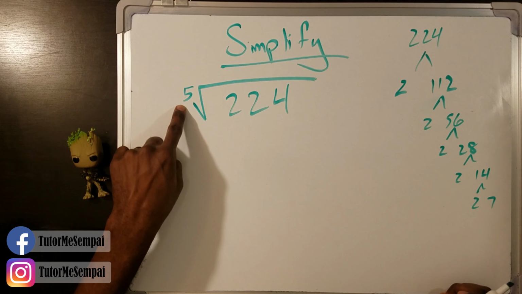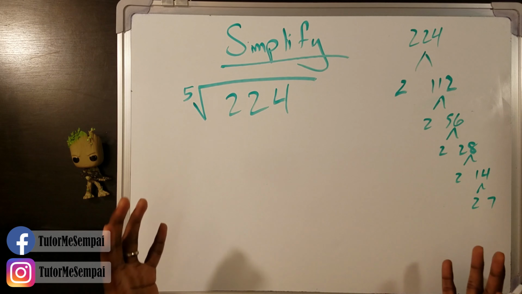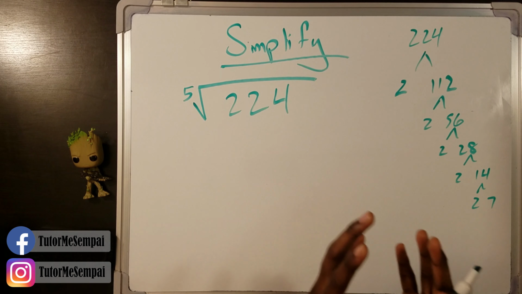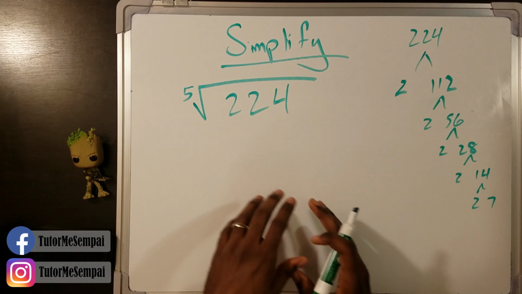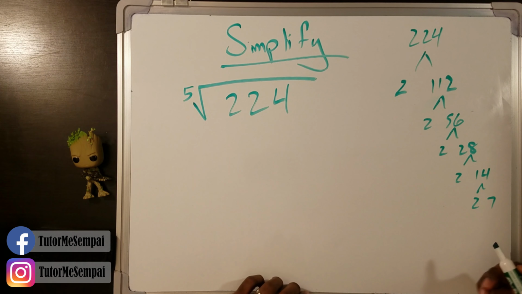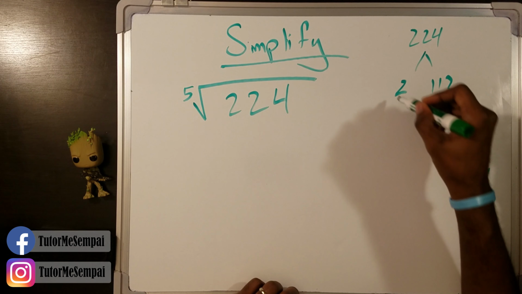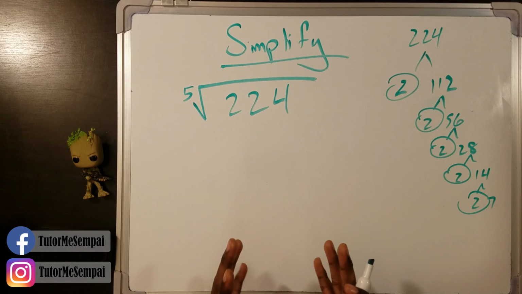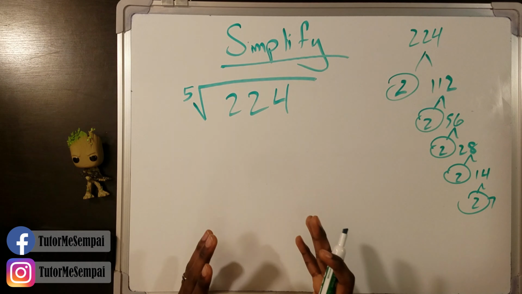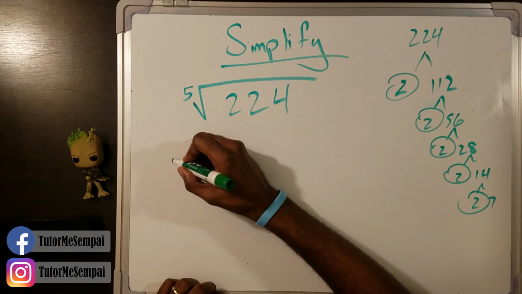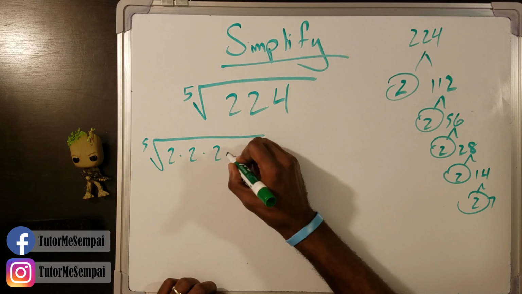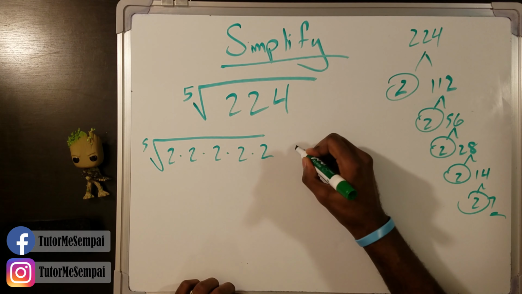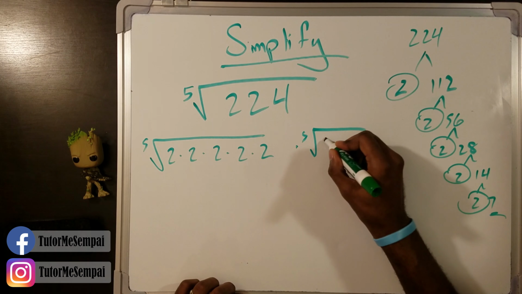And remember, our index is going to say how we want to group these. This is no longer a cube root, it's a fifth root. So instead of grouping them into groups of 3s, we want to group them into groups of 5s. So how many 2s do we have? We have 1, 2, 3, 4, 5. It seems like we have exactly 5. So let's put all of those under a 5th root. Now what's left over? A 7. So that gets its own 5th root.